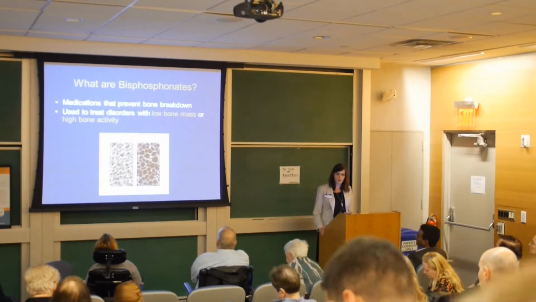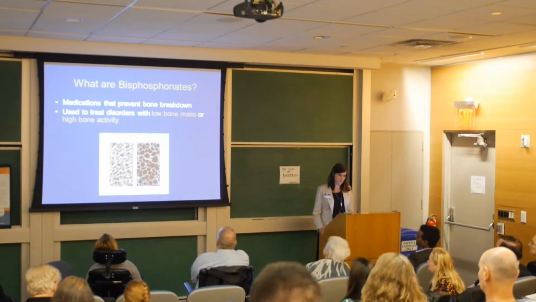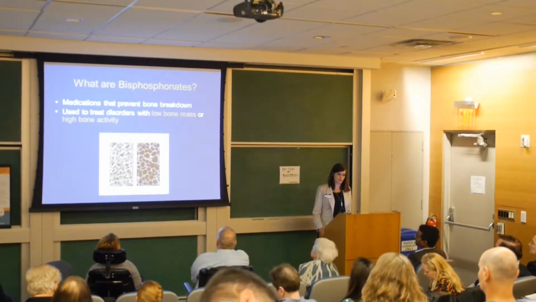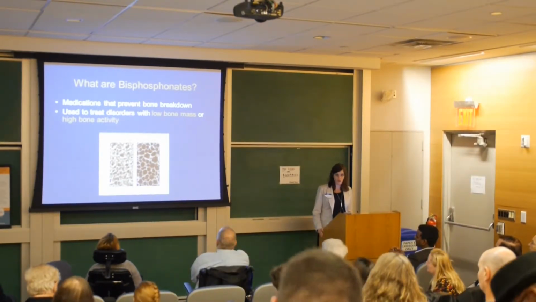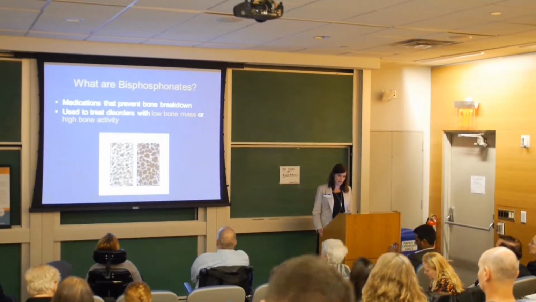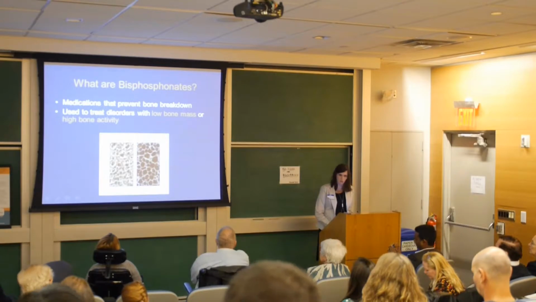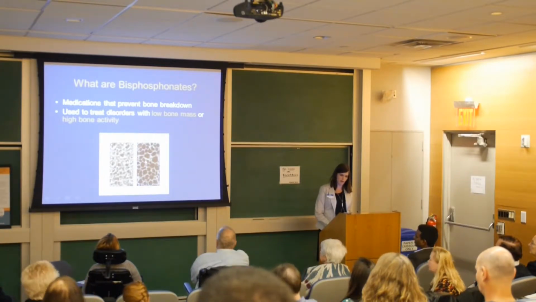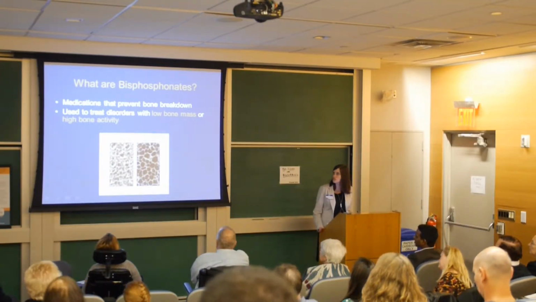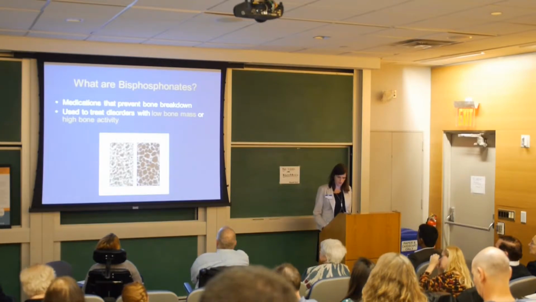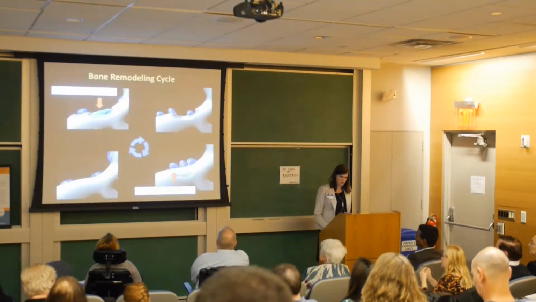So bisphosphonates are medications that prevent bone breakdown, and they're specifically used to treat disorders that are associated with either low bone mass or high bone activity. And I put this picture right here that shows the normal skeletal matrix. It's a picture of a low bone mass. So you can see there's decreased matrix present. That's the most common use for bisphosphonates.